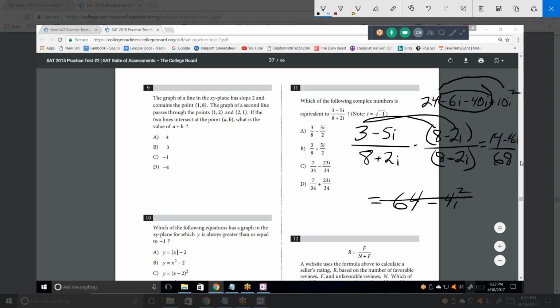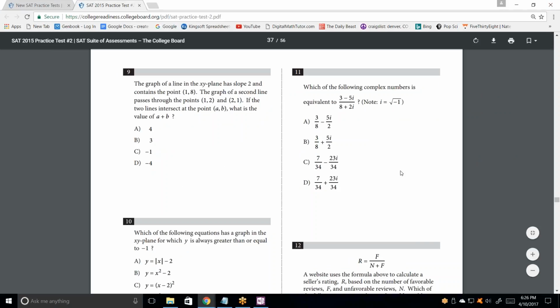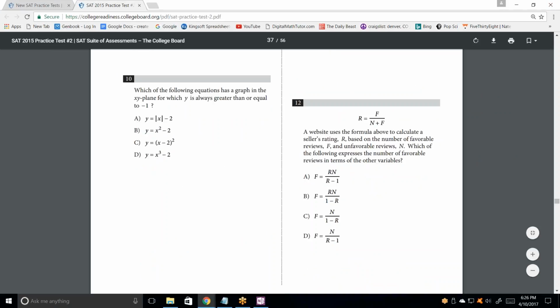Well, notice I can divide top and bottom by 2. So I end up with 7 minus 23i over 34. That is the same answer as that. It's just they've split it up into two fractions. All right. Let's see if we can get one more done here. Number 12.